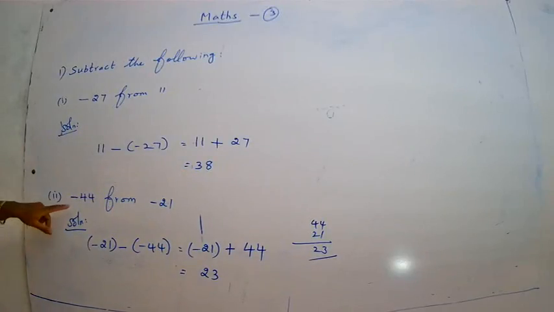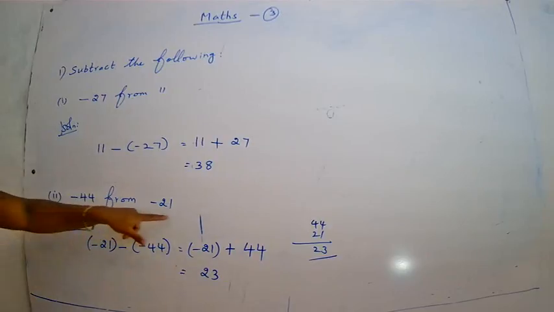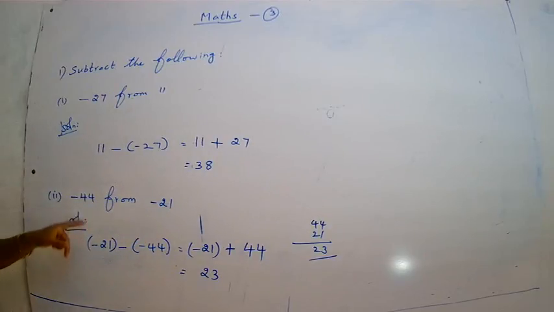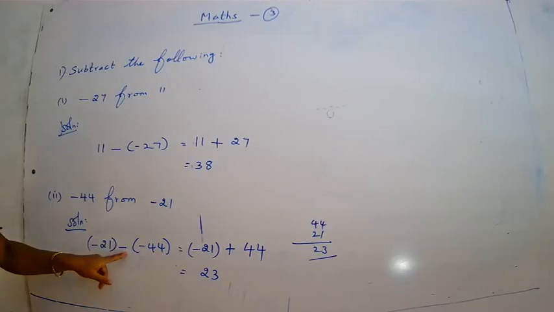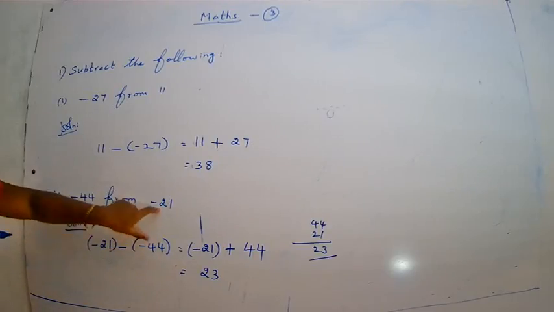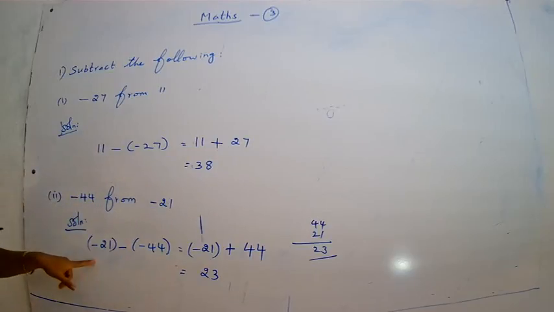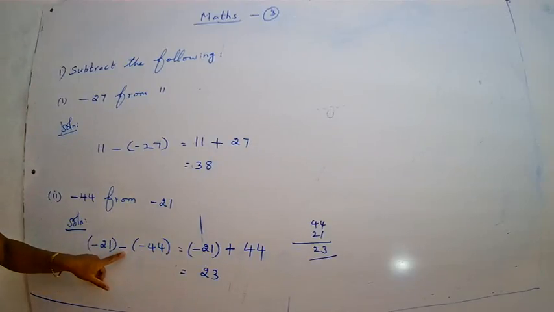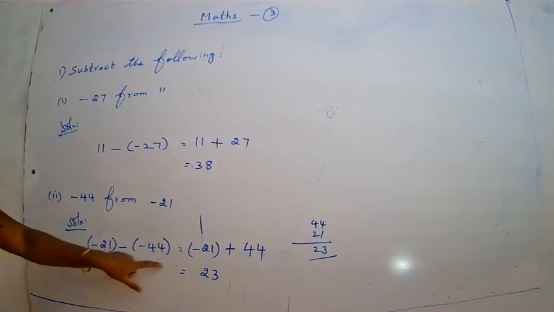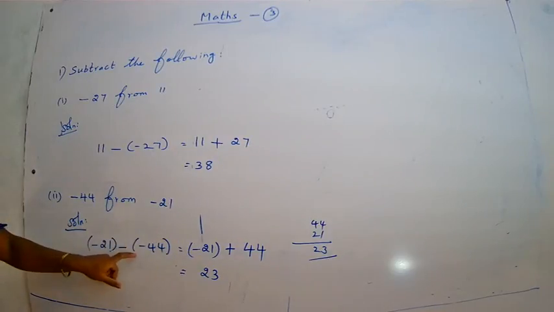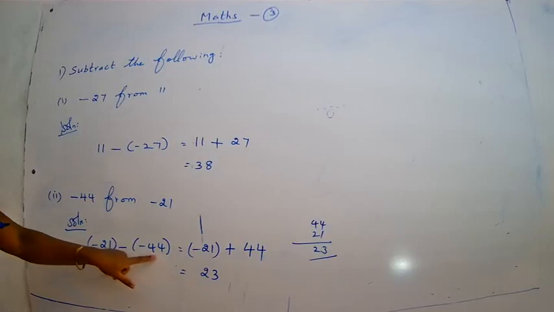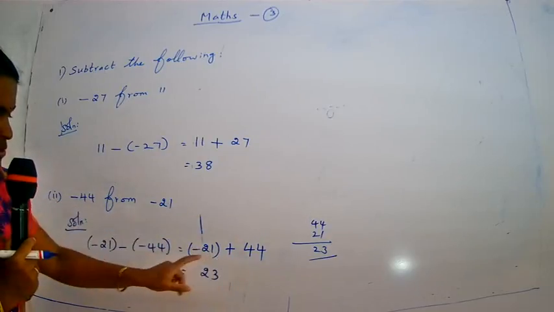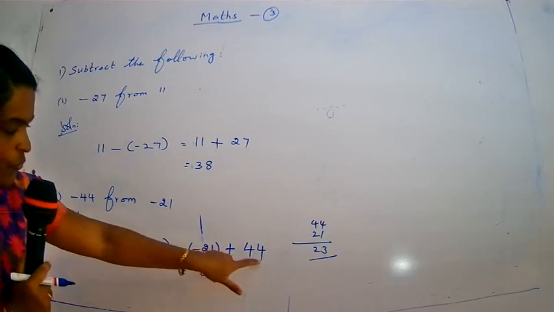Now second question. Minus 44 from minus 21. So minus 21 minus of minus 44. Okay. Minus 21 la irundhu minus 44 sub panna porom. So minus 21. Now the sign into plus. The negative sign into plus. That time you put the additive inverse of this integer. Okay. So what is the additive inverse of minus 44? Plus 44. So minus 21 plus 44.